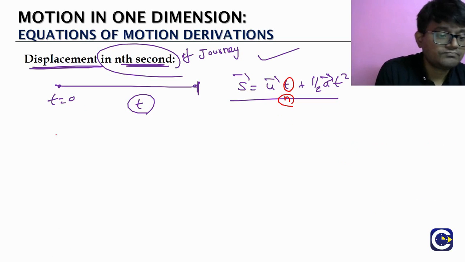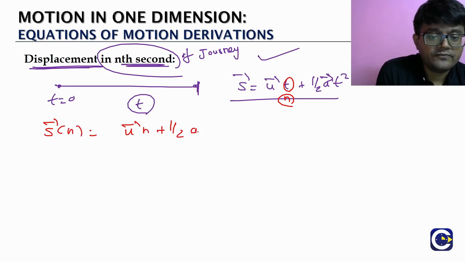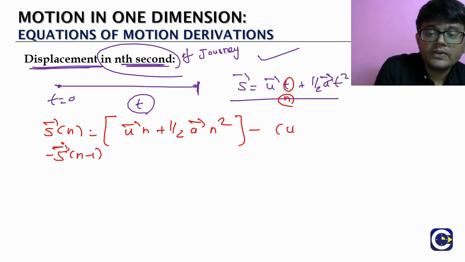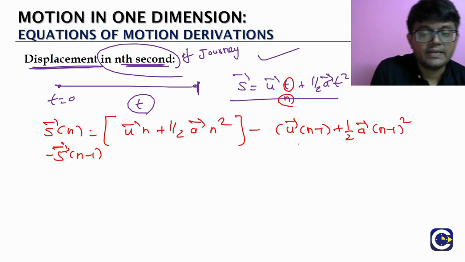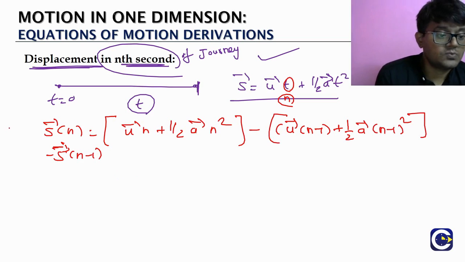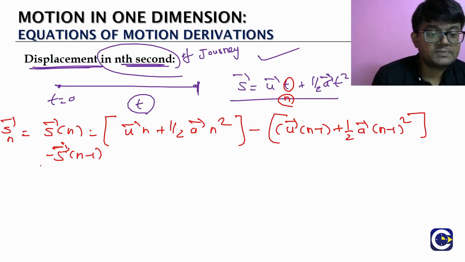That is un plus half a n square. From this we have to subtract the displacement in n minus 1 seconds, means u into n minus 1 plus half a into n minus 1 the whole square. So from this we have to subtract the displacement in the n minus 1 seconds. This is what is going to give us s subscript n. That is what we are calling the displacement in the nth second.